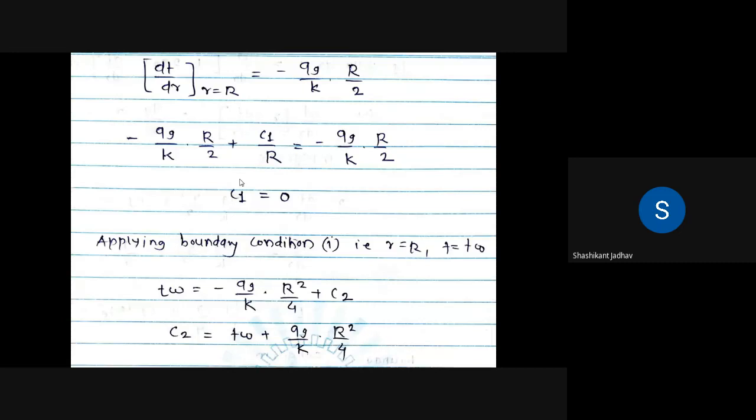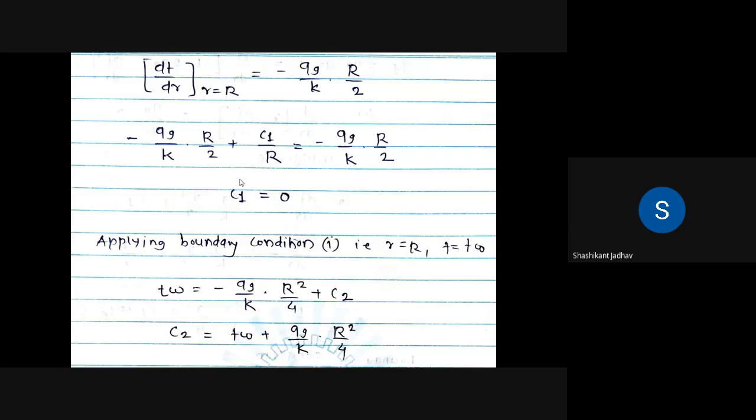So from that we get the equation: tw is equal to minus qg by k into r square by 4 plus c2. So from this equation we get the value of c2. What is the value of c2? c2 is equal to tw plus qg by k into r square by 4.